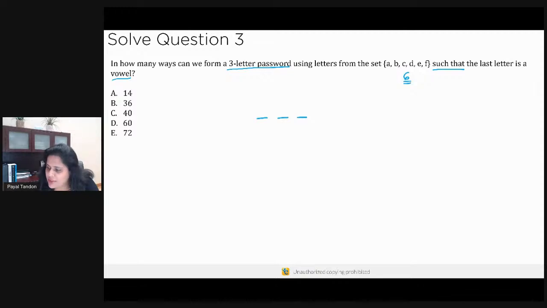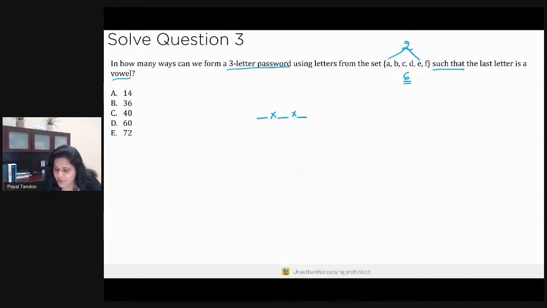Now, how many vowels do I have? 1, 2. 2 vowels here. So, as I'm reading the question statement, I am formulating my information over here. I'm formulating my objective equation. One thing I know is that I need to multiply because I need to fill in each of the 3 spaces in order to formulate my 3-letter password.